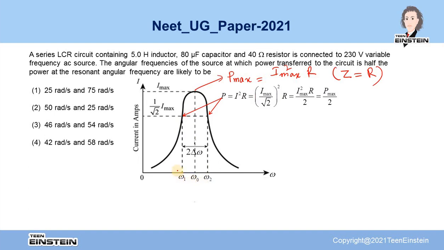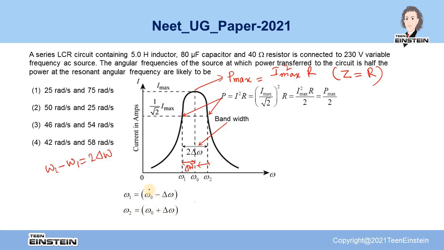To find the answers, we need to understand a few things. The difference between these two frequencies, omega 2 minus omega 1, is equal to 2 delta omega, which is called the bandwidth. This is delta omega and this is also delta omega. Therefore omega 1 and omega 2 can be defined this way: omega 0 minus delta omega is omega 1, and omega 0 plus delta omega is omega 2.